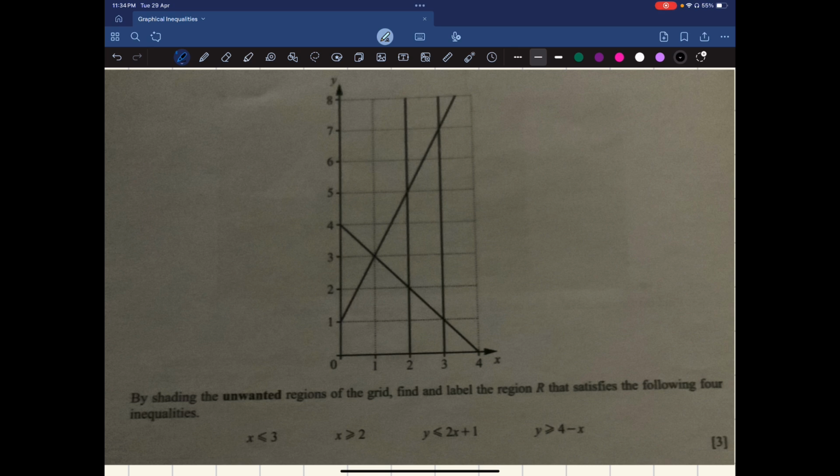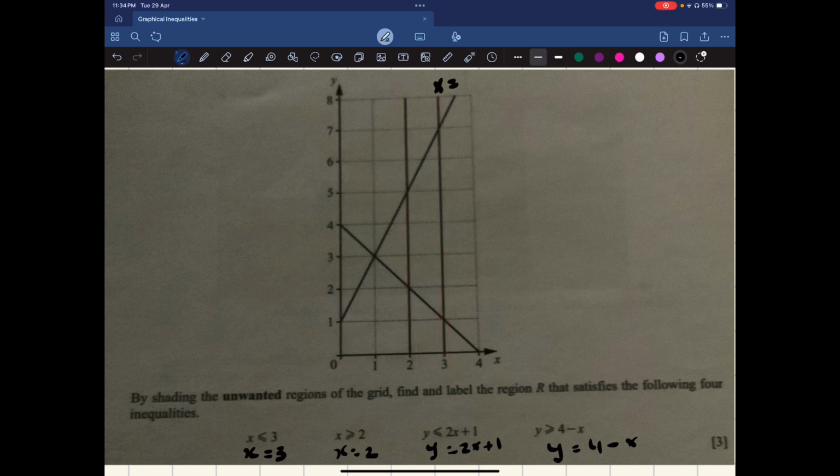Okay, let's start with the easier ones. This is x equals 3, x equals 2. This is y equals 2x plus 1. This is y equals 4 minus x. Now assuming that you have full knowledge of coordinate geometry, you know that vertical lines are always in the form x equals a constant. So this line is going to be x equals 3. This is going to be x equals 2. So let's first label these.